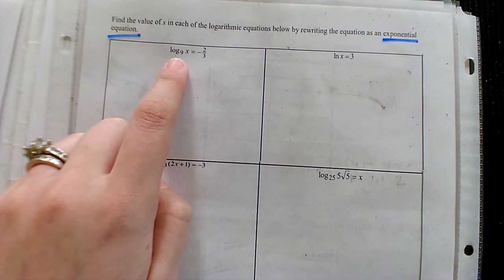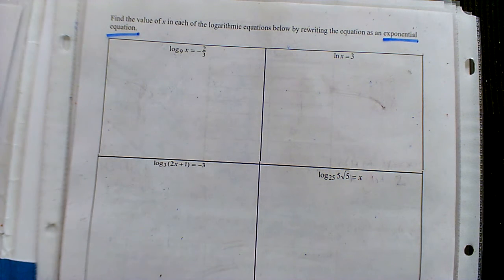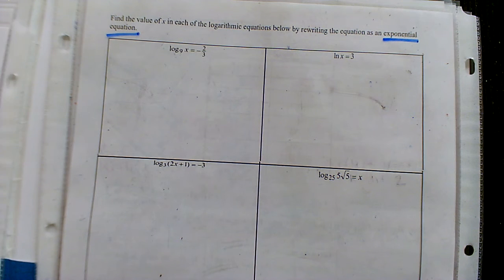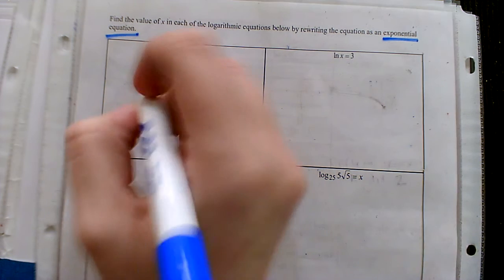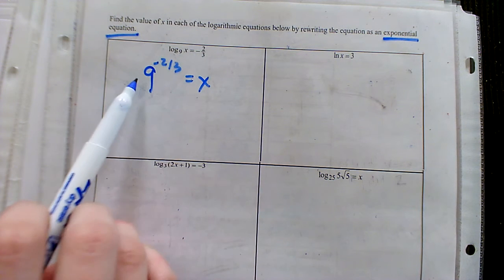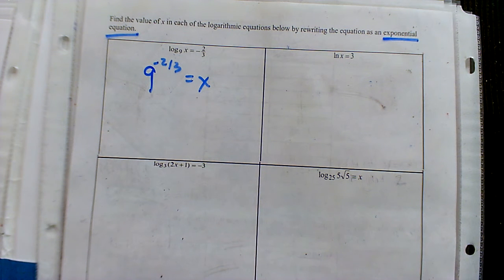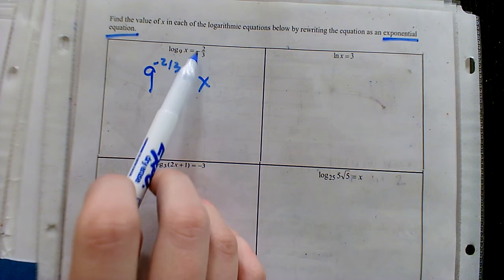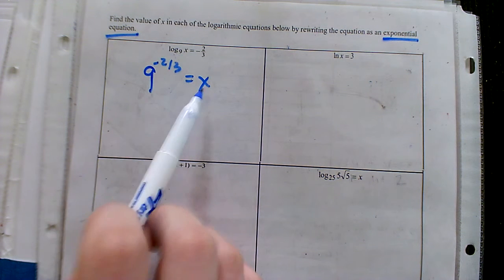Think about, what does the 9 represent? What does the -2/3 represent? What does the x represent? How can we change that log to an exponential? What do you think? 9 to the power of -2/3. There we go. The base of the log is essentially the base of your exponential, base and base. We know logs are powers, so this -2/3 answer from the log is a power, and then the argument must be the result.